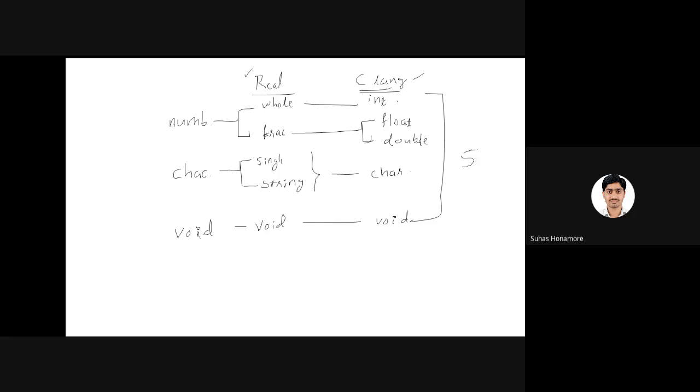For the integer type, we have int. For the float type, we have float as the keyword, and double is a keyword. And char represents a character, and void is the keyword to represent nothing, null. We don't have anything else to represent it. So we have 5 data types. Whenever you are creating a variable, you should create it with respect to these data types only.